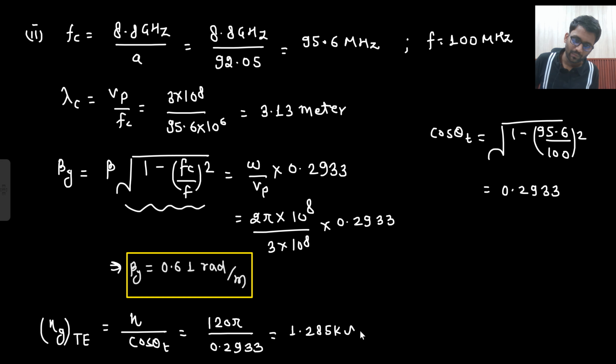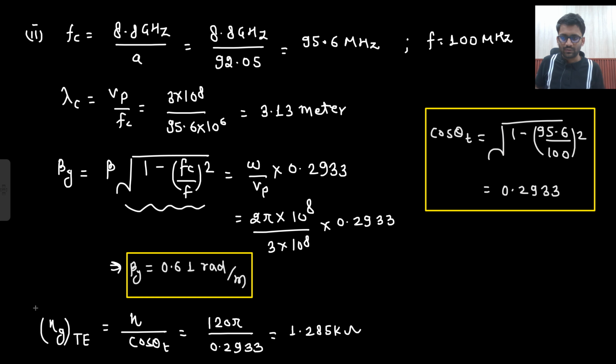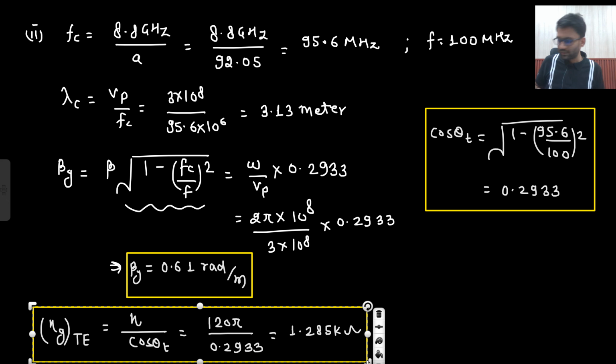1.285 kilo ohm. This is a random question designed by me only, so that's why values are pretty random here. You will not get such a high value of eta. The cutoff wavelength is very likely to be in centimeter only, but here we are getting it in meter. So these are very random values. So this value is your eta g.